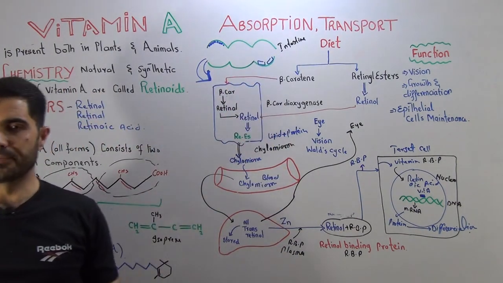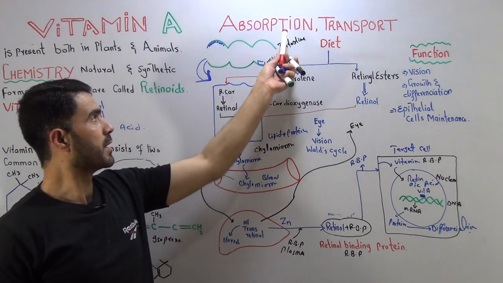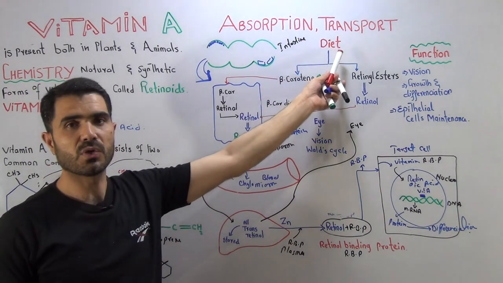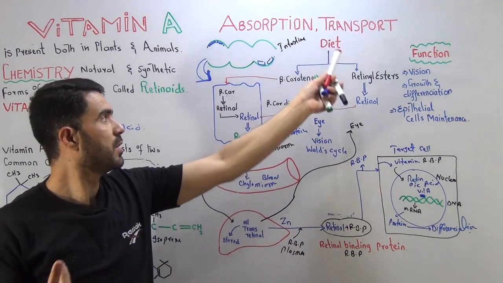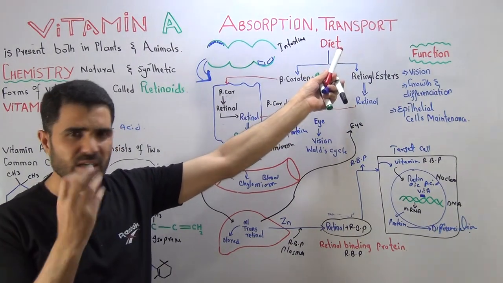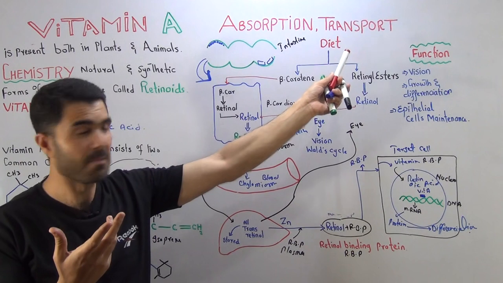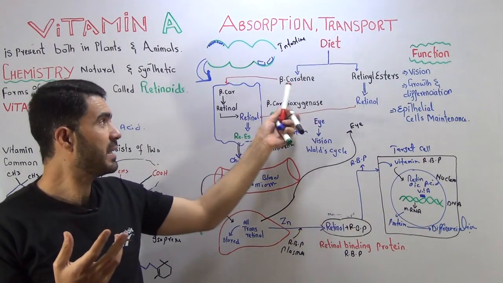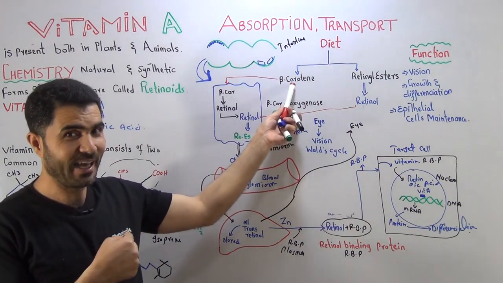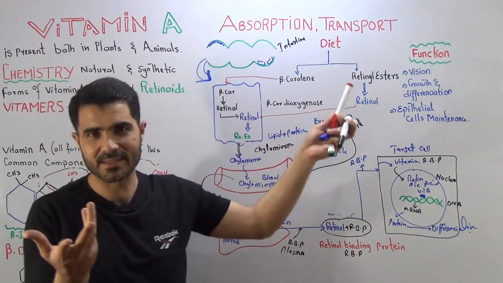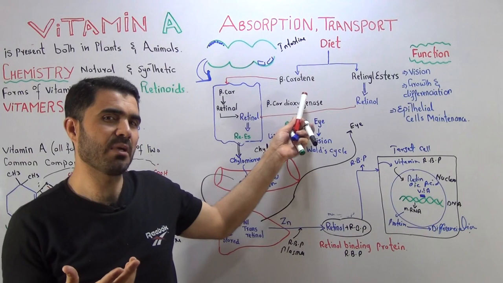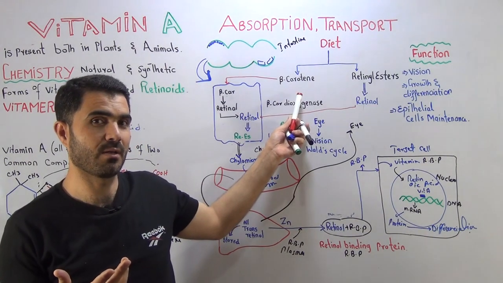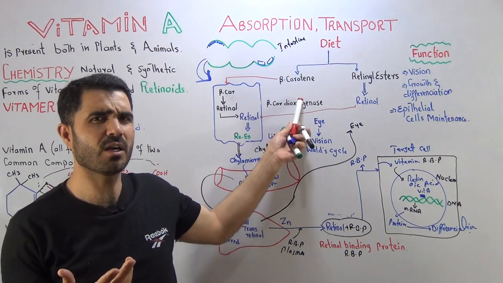Now come to the absorption. Regarding absorption, definitely you will take vitamin from the diet. So when you take food that contains vitamin A, you can take it either in beta carotene form. I already discussed, if you are taking plant, some vegetable, so definitely you are taking vitamin A in the form of beta carotene. It is also called provitamin A.